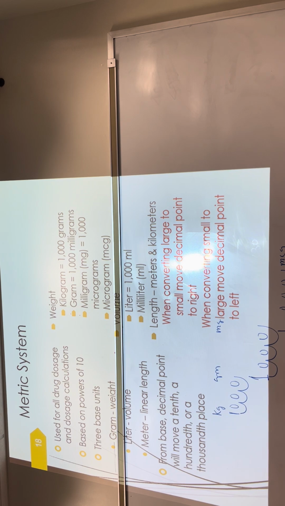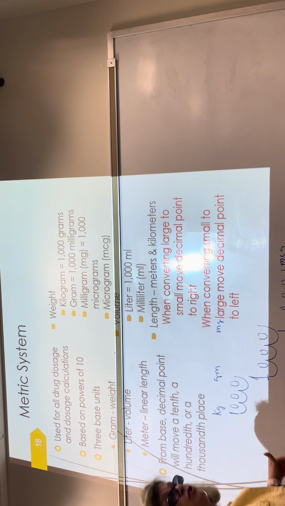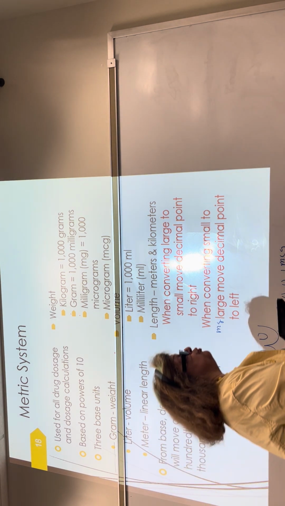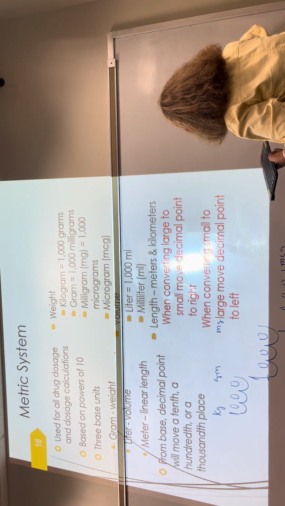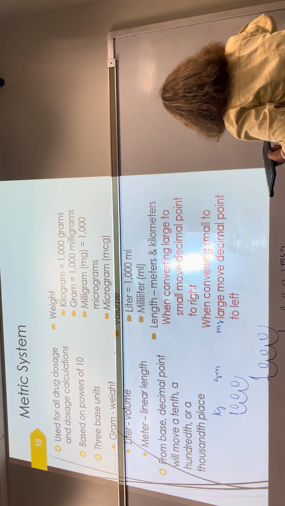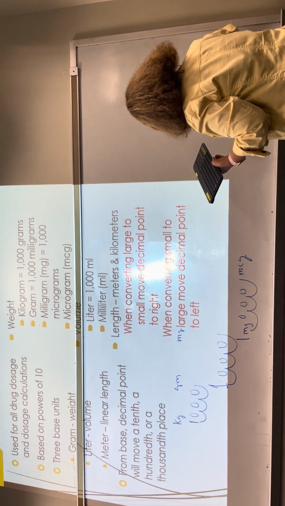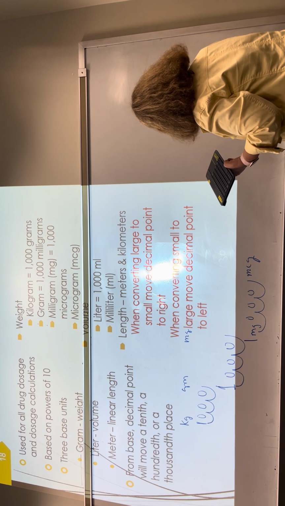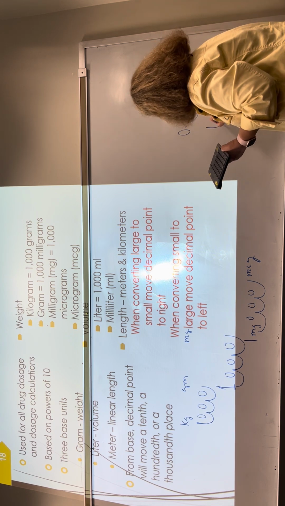When converting from large to small, move the decimal point to the right. When converting from small to large, move to the left. For example, if we have 50 milligram and we're going to gram, we go 3 spaces: 1, 2, 3. So it becomes 0.05.